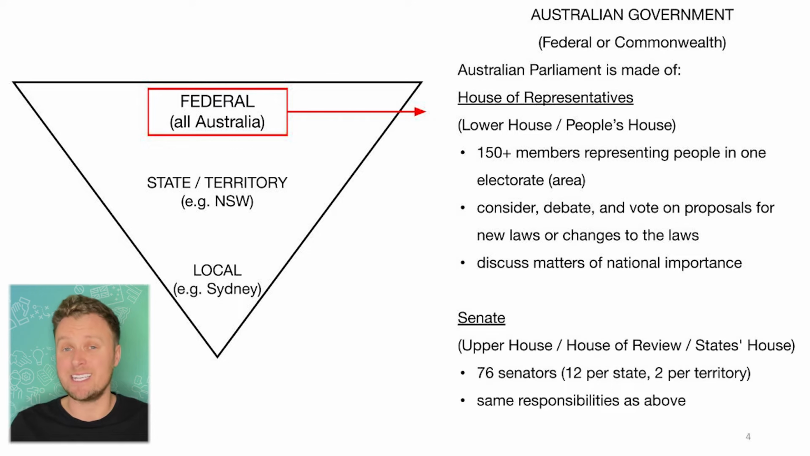The other Parliament House is the Senate, which is sometimes called the Upper House, the House of Review, or the States House. All states are equally represented in the Senate, regardless of their size or population, and there are a total of 76 senators. Each state elects 12 senators, and the Australian Capital Territory and Northern Territory elect 2 senators each. The Senate, similarly to the House of Representatives, also considers, debates and votes on new laws or changes to the laws and discusses matters of national importance.